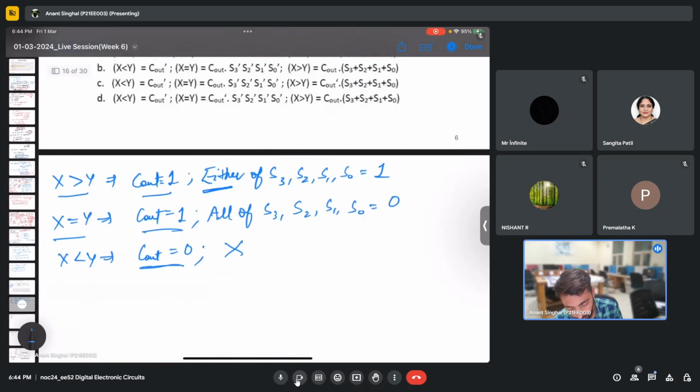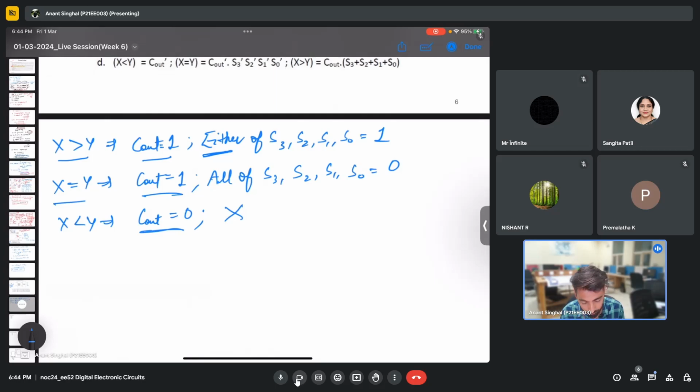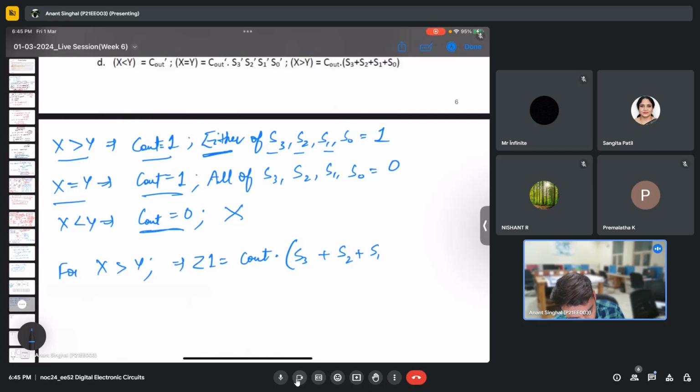So if you try to write it in the form of an expression, for x greater than y, let's say that is z1, we can write that C out is 1 times either of these is 1, either meaning OR operator, so S3 plus S2 plus S1 plus S0. So if either of them is 1 and C out is 1, this x greater than y will be 1. Is this clear, this statement that I have just written? Any doubts in this statement?